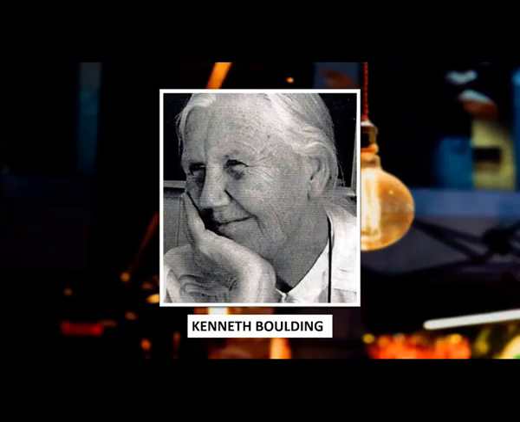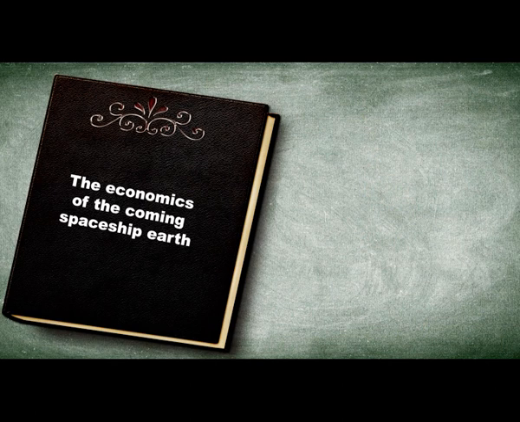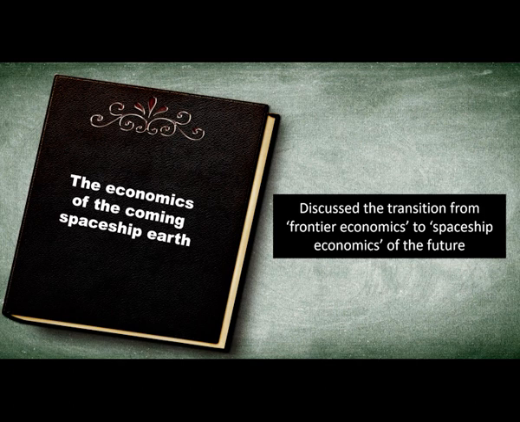Another scientist, Kenneth Boulding, probably was the first economist to highlight the relevance of the laws of thermodynamics to economics in his work in 1966, which was later popularized by Nicholas Georgescu-Roegen. In his classic, The Economics of the Coming Spaceship Earth, Boulding discussed the transition from frontier economics to the spaceship economics of the future. Frontier economics in his analysis implies the economy of the past, where the growth in human welfare is associated with increased material consumption.